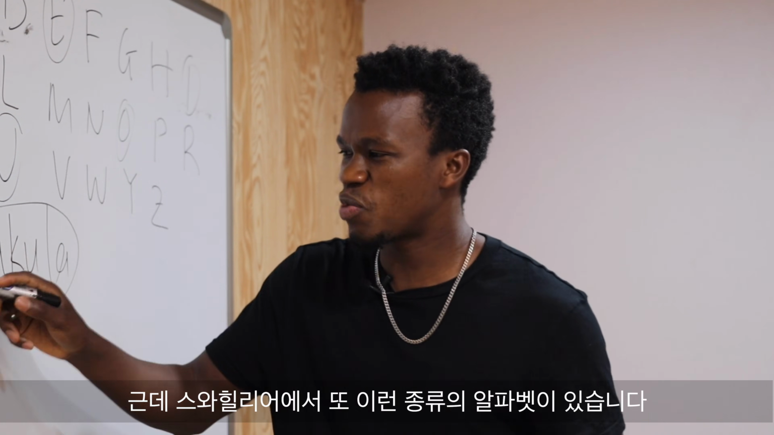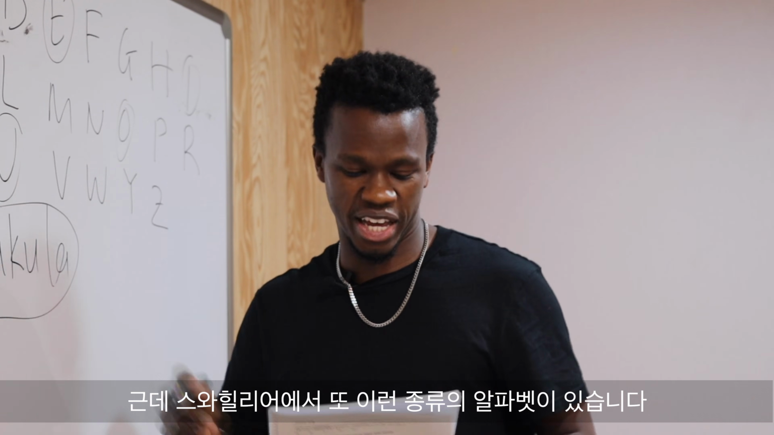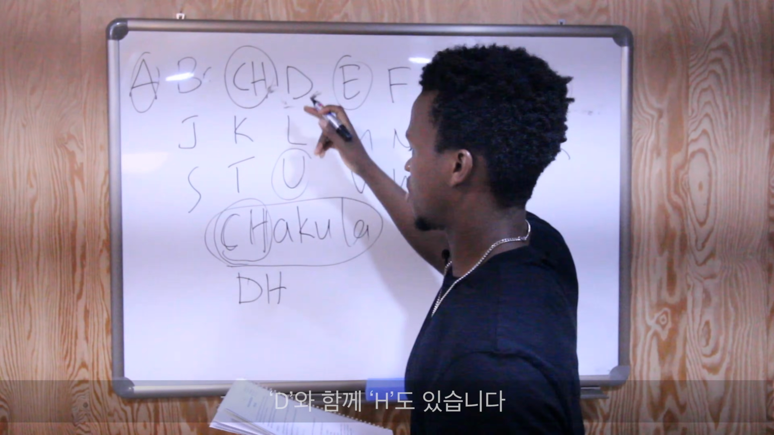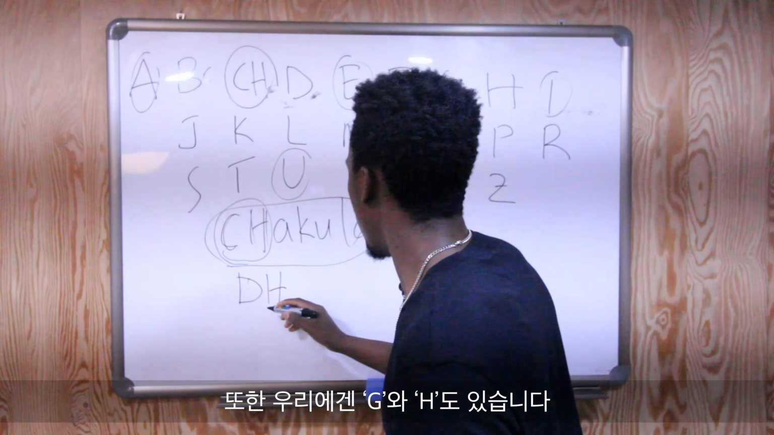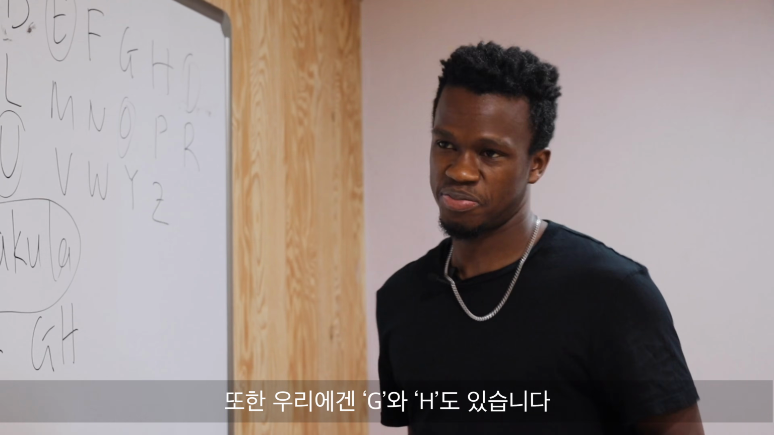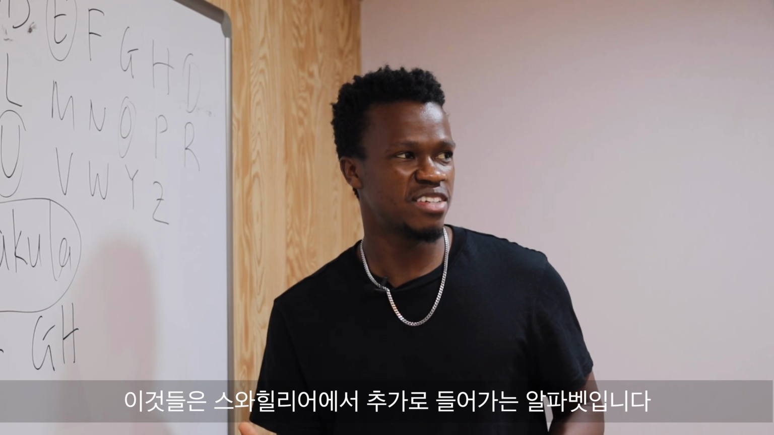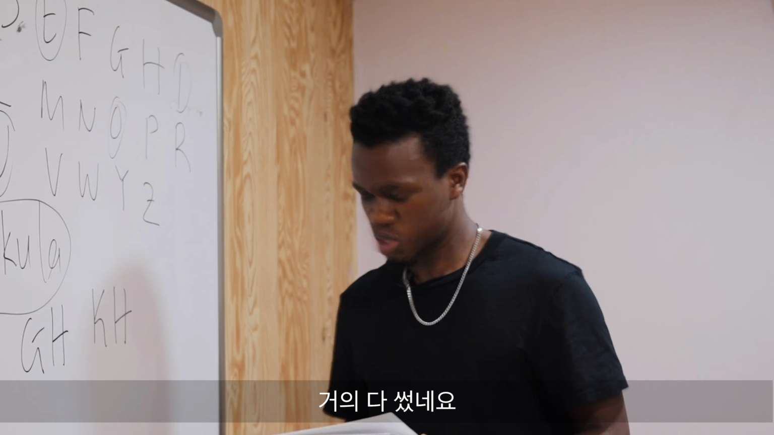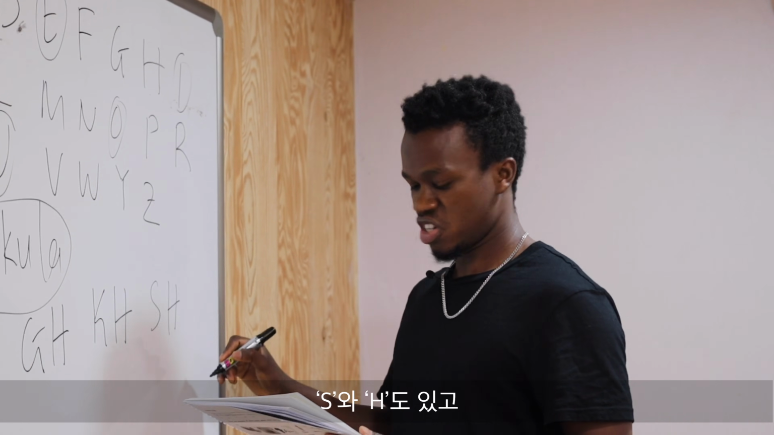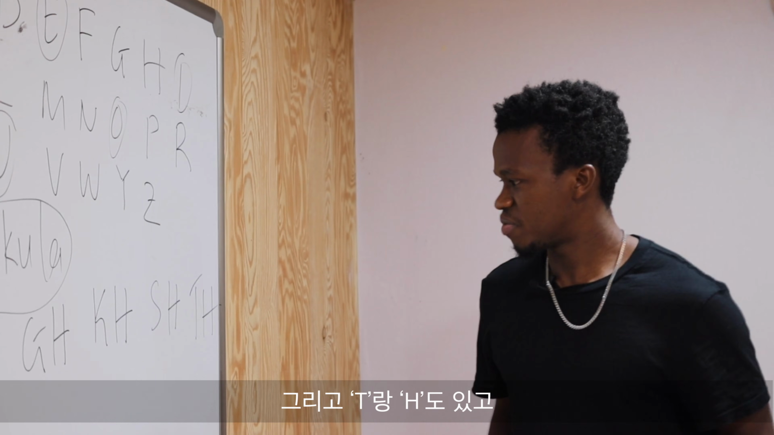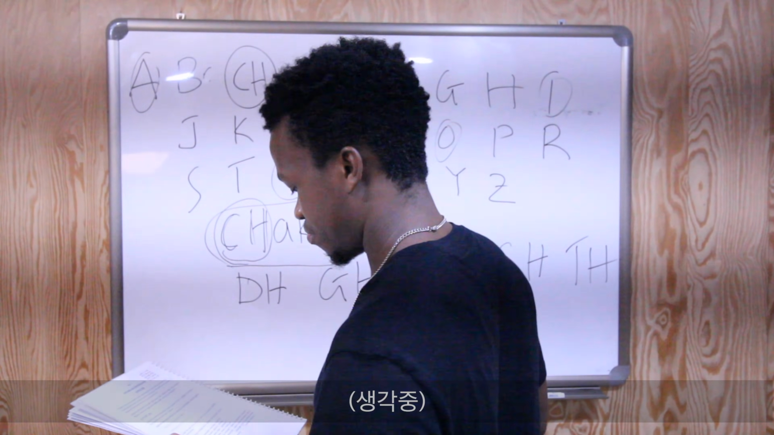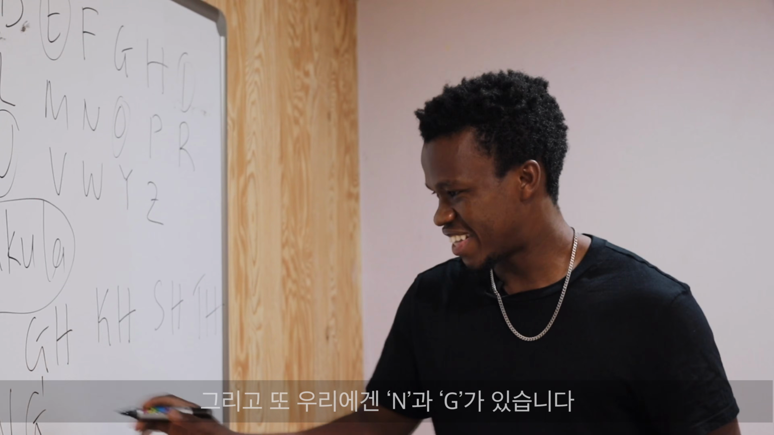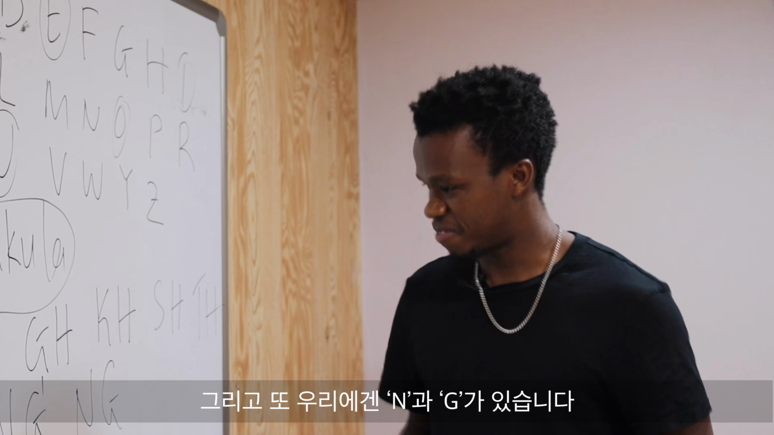You always have H with C, always, in Swahili. But then we have different kinds of alphabet like this. For instance, we have another one. We have D with H as well. There's D with H. And also we have G with H. These are extra alphabet in Swahili. And also we have K with H, and then we have S with H, and then we have T with H. All right. And then we have N, G, apostrophe, and then we have also N, G.